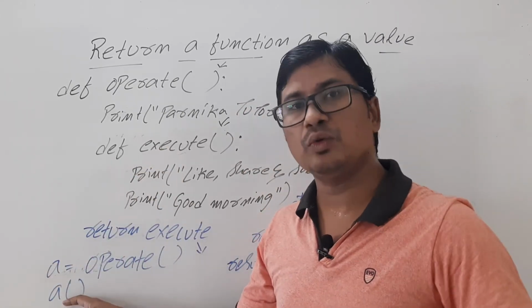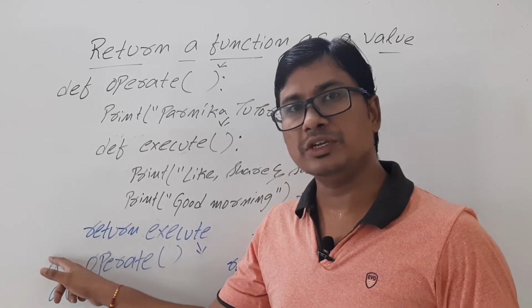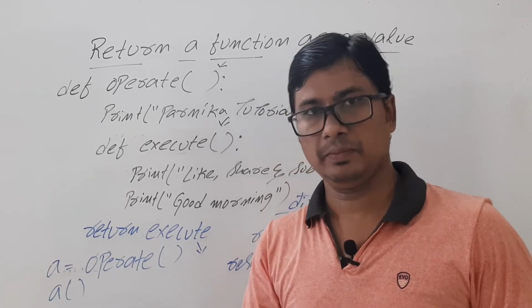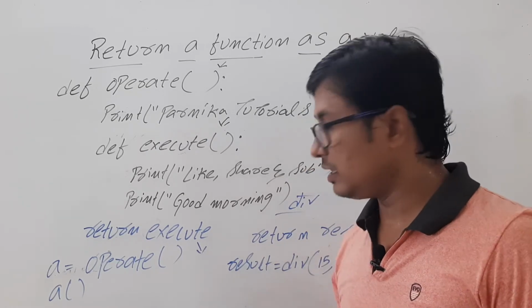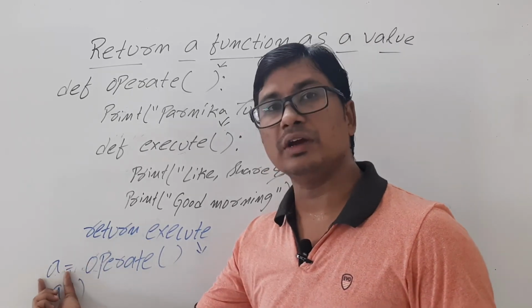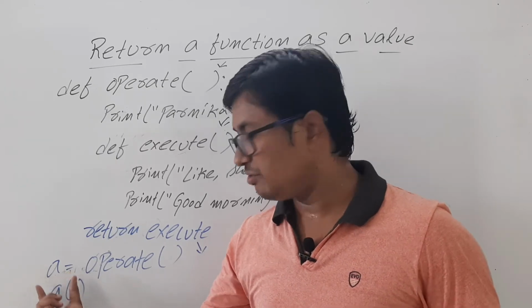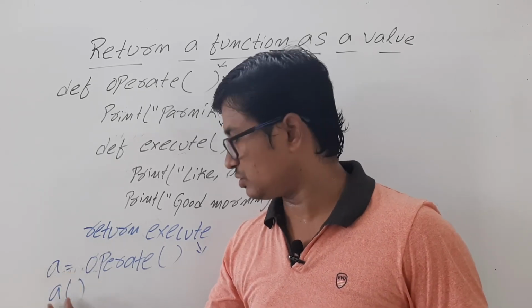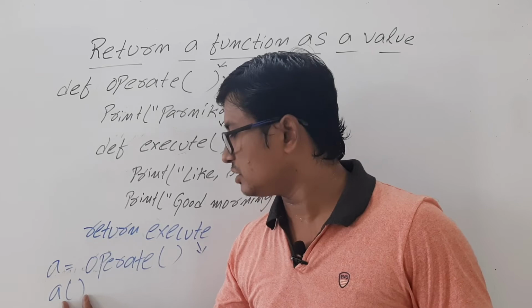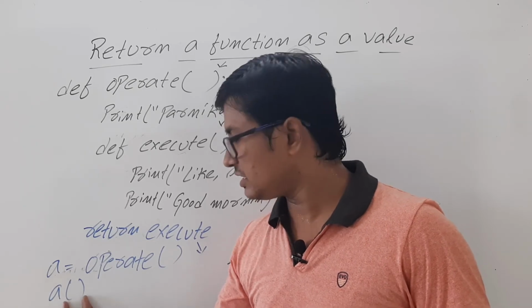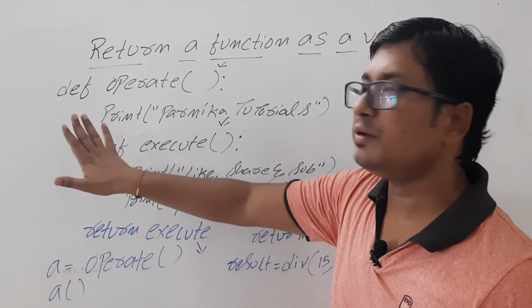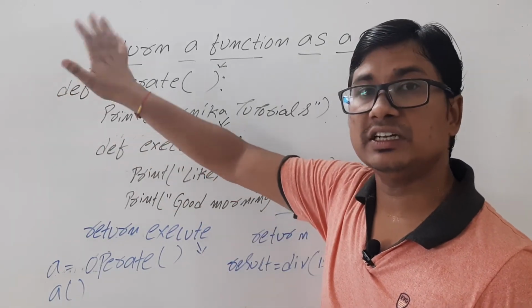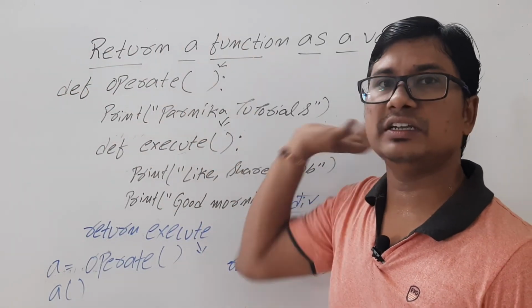So whenever you want to call it, suppose if I want to display this one, I will write print a. Am I right? Normally here if I want to display the result, I will write print result. But here this a is not having the value, it is having the function. So I need to call that function. So whenever you want to call the function, you have to write the name of the function and the parentheses. Okay, so I hope you have understood how a function can return another function as a value.